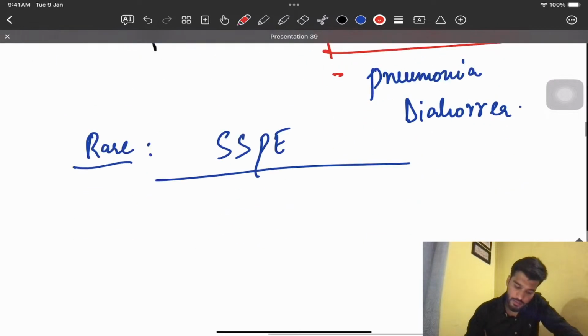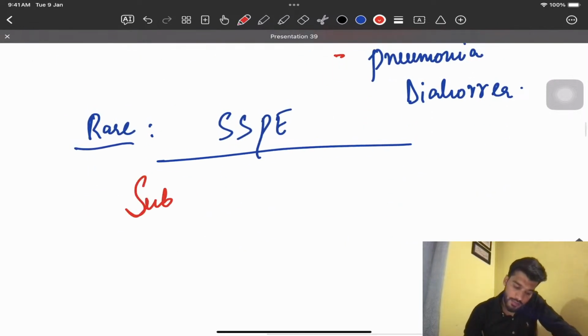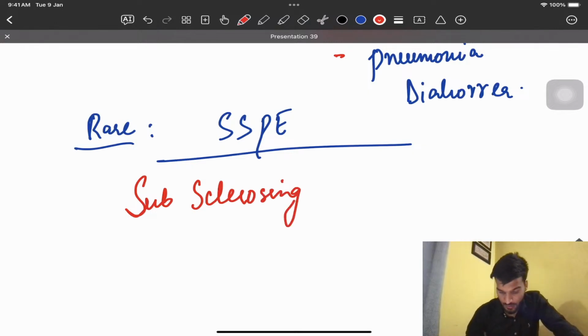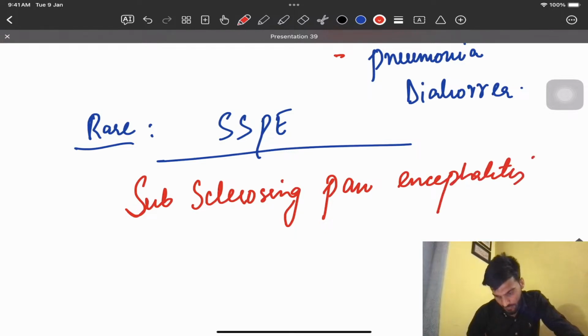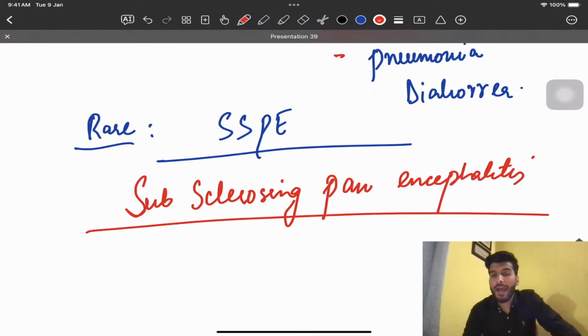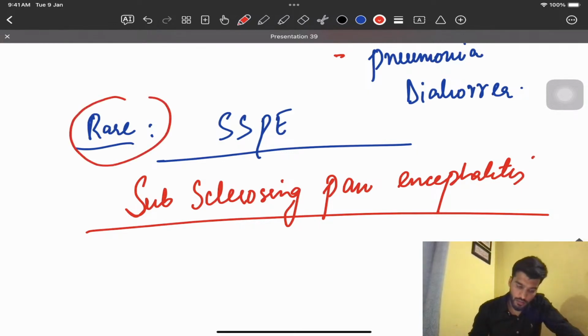SSPE, subacute sclerosing panencephalitis. Subacute sclerosing panencephalitis is a rare complication of measles.